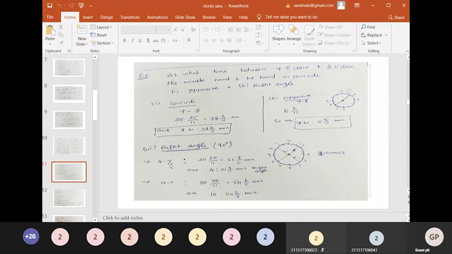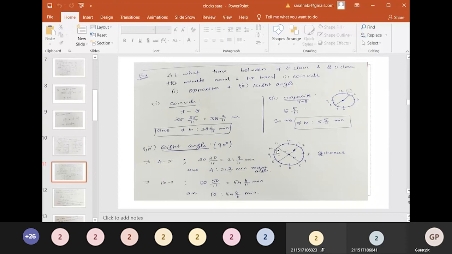So you can calculate for this. For 4, you can write as 20 by 11, so you can find the minutes. Actually, at 4 hours 21 and 9 by 11 minutes, it will show a right angle. That's the first case. Okay, right. Second concept, just see the opposite direction, 10 to 11.